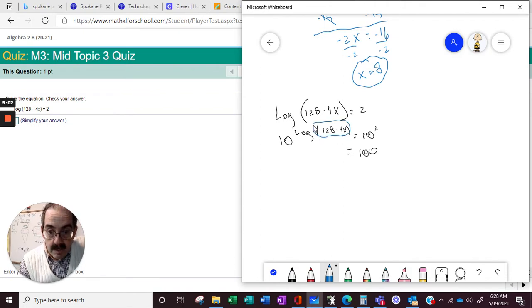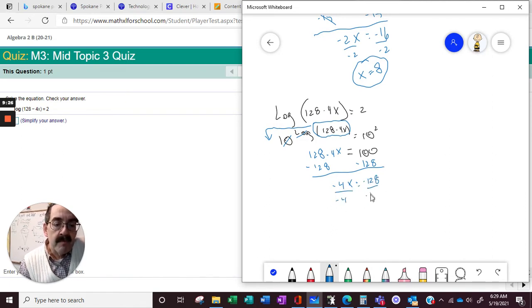The log of an exponent, or 10 raised to the log, means the exponent is isolated, and that goes away. So 128 minus 4x. Minus 128, minus 128. Minus 4x equals minus 128. Divide by negative 4, divide by negative 4. X equals, no, 100 minus 128 is minus 28. Divide by negative 4. X equals 7.